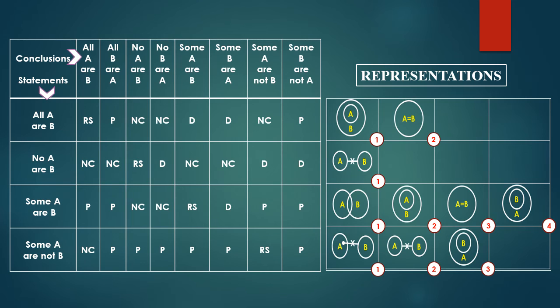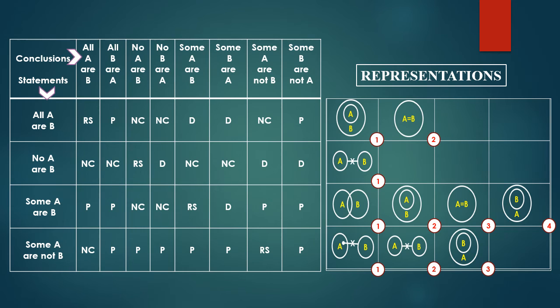Next, the last one, some A are not B. All A are B, it is a no conclusion. Why? Because in none of the representations are all A inside B, we can't see that one. We have all B inside A, but not all A inside B. That's why it is a no conclusion.